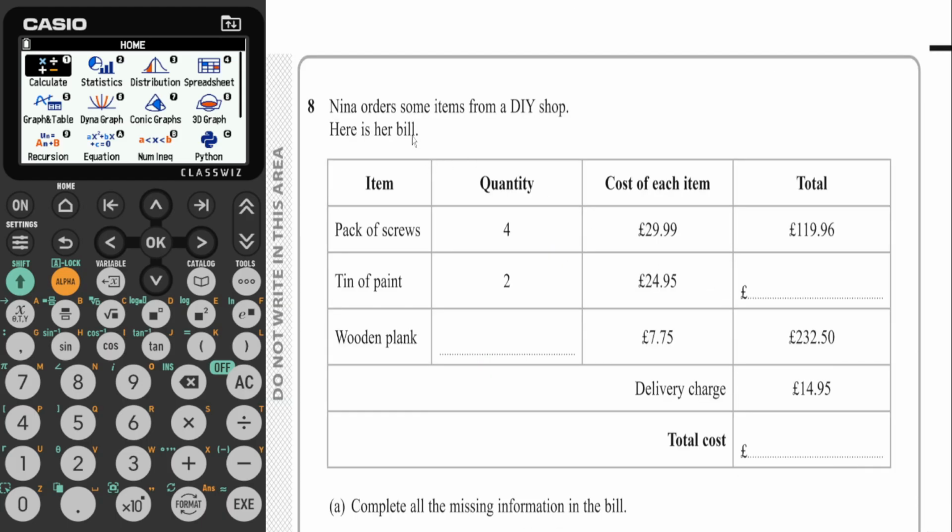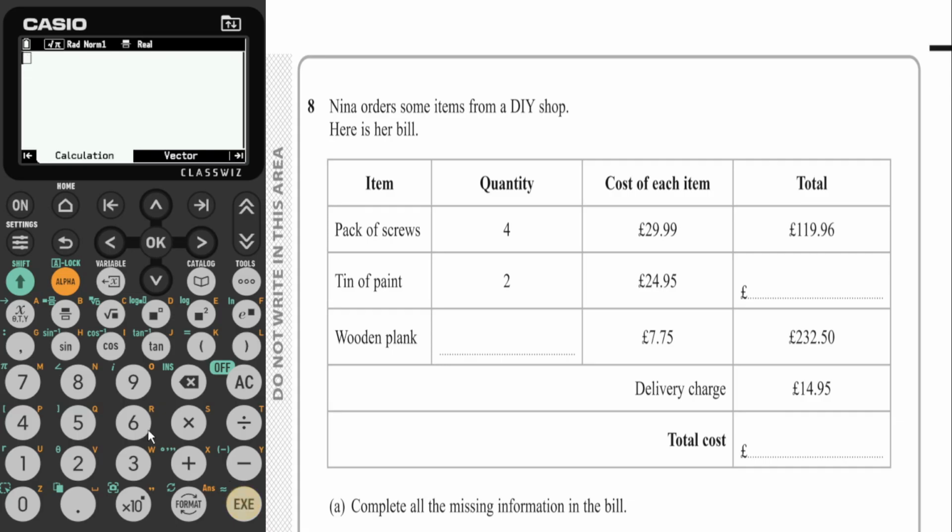Question number 8. Nina orders some items from a DIY shop. Here is her bill. Part A. Complete all the missing information in the bill. Well, we've got packs of screws, tin of paint and wooden plank, which are our items. We've got the quantity, the cost of each item, and then the total. So what we can do is find out the total for tin of paint. That's 2 times 24.95.